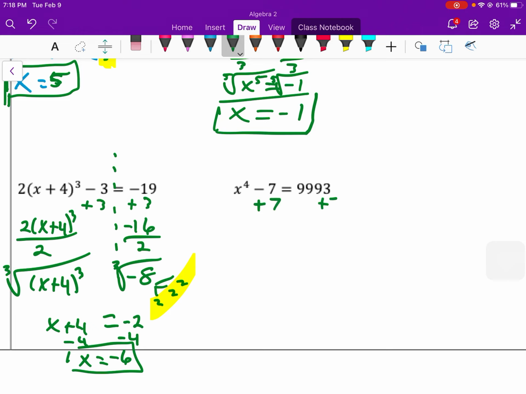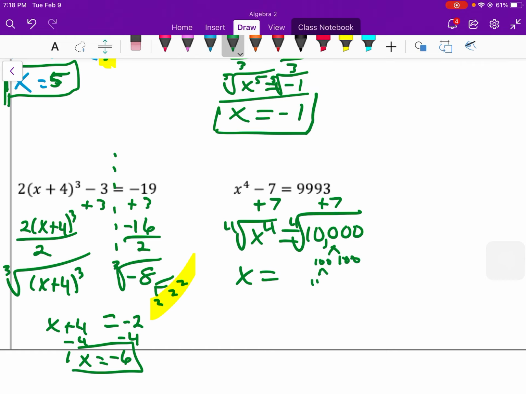And in this last case, we're going to first add 7 to both sides. So we have x to the 4th equals 10,000. So then we have to take the 4th root. So x equals, well, 10,000 is 100 times 100, which is 10 times 10 times 10 times 10. Oops. I gotta write 10 there. So we have our 4 factors of 10. So in this case, x would just be 10 here.